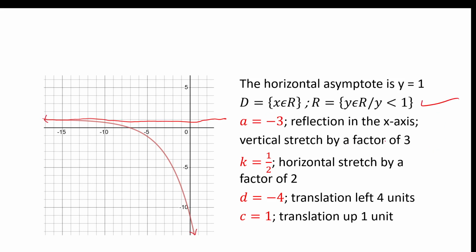Now, this a value of -3 means that we'll have a reflection in the x-axis as well as a vertical stretch by a factor of 3. That k value of 1/2 means we'll have a horizontal stretch by a factor of 2. The d value of -4 means we'll have a translation to the left 4 units, and that c value of 1 means we'll have a translation up 1 unit.